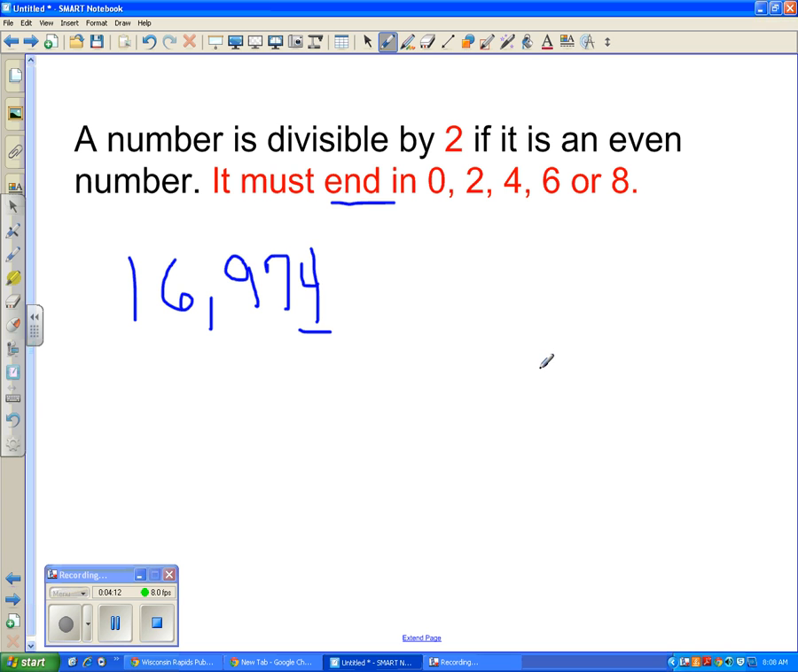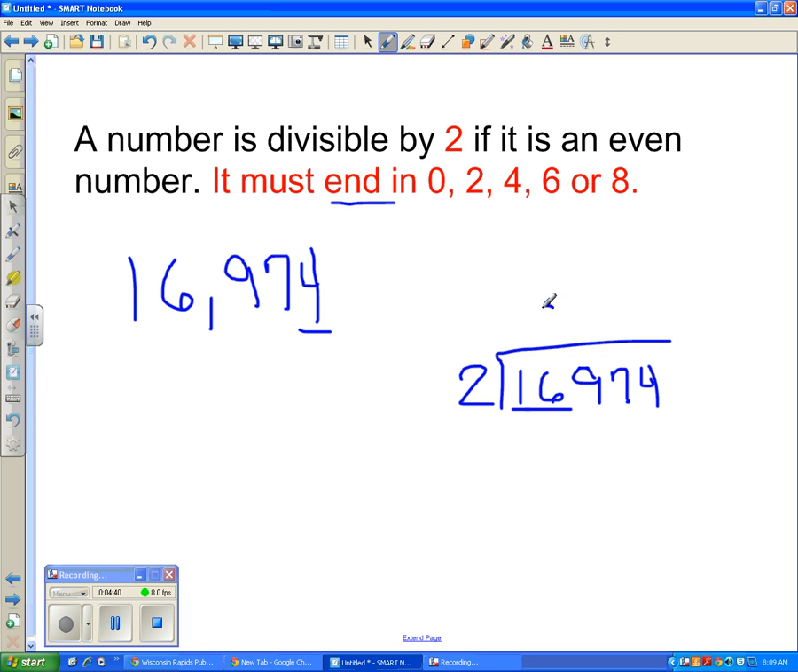So for the sake of proving this, we're going to go ahead and do the division here. So again, 16,974 divided by 2. Go through the same long division process of, well, we can't do 1 divided by 2 because 2 cannot go into 1. So we're going to have to start with 16 divided by 2.